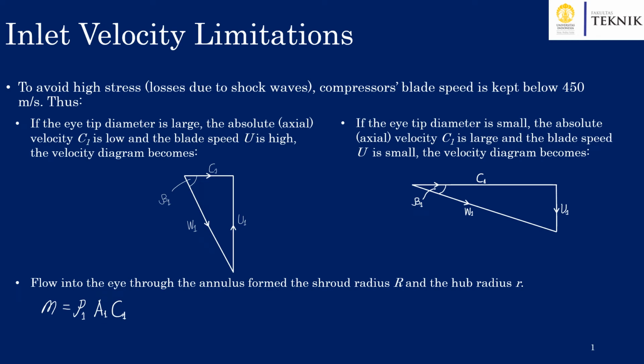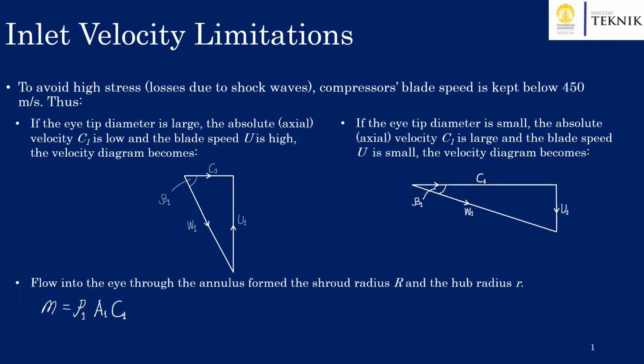Now let's move to the inlet velocity limitations. In this case, we also have to look at the relative Mach number at the eye of the centrifugal compressor. This is where the inlet is, and the air flows into the compressor. Let's assume that we need to avoid the high stress due to the shock waves, and again, shock waves come from the high velocity when it reaches a high Mach number.